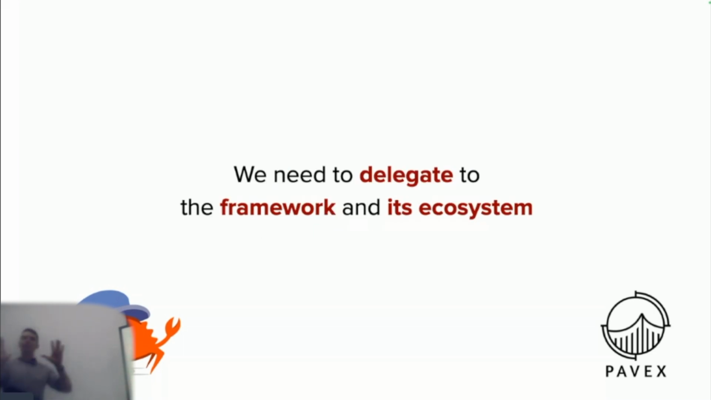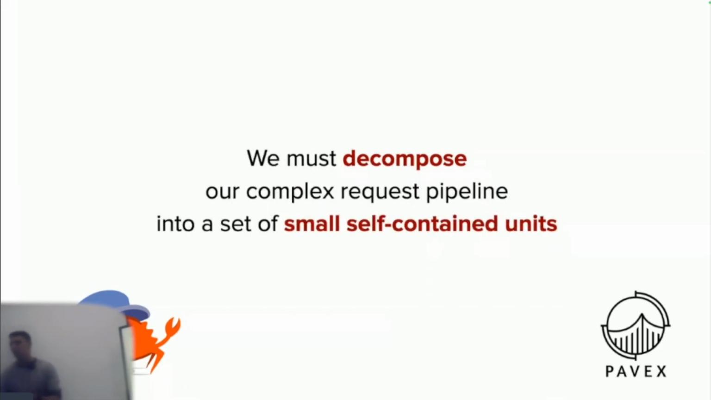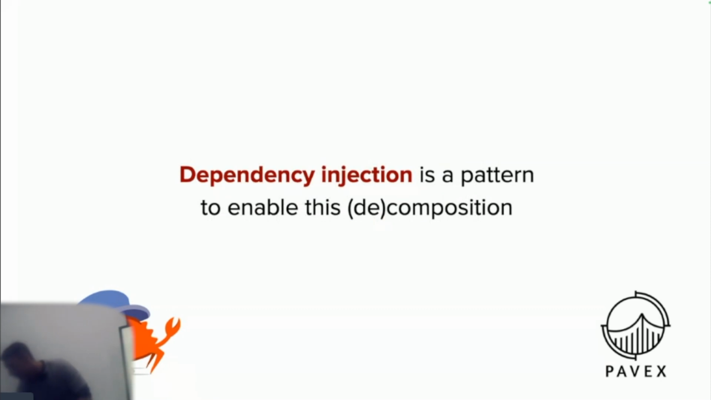So you want to delegate these business-agnostic tasks either to the framework itself, if it comes with batteries, or to the ecosystem around the framework, if they provide the batteries. Hopefully, they kind of fit together. Nice. But you can't just delegate the whole request processing pipeline because your business logic is going to be in there. So you need to find a way to decompose this complex request processing pipeline into smaller units. And then we're going to write some of those smaller units and we're going to outsource the other half that we don't care about.